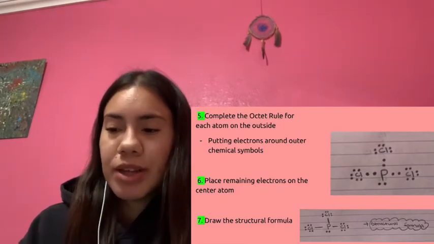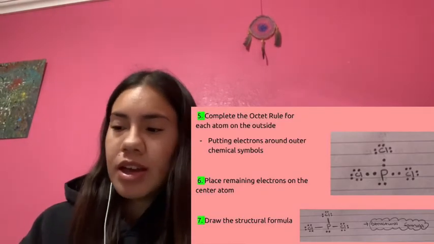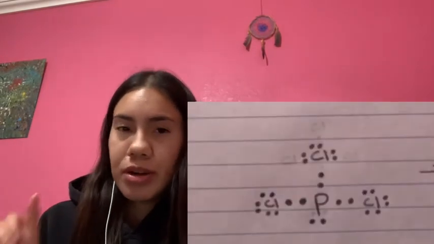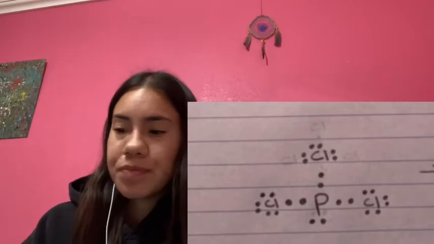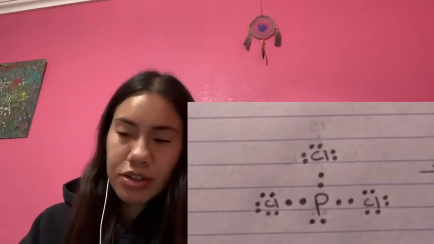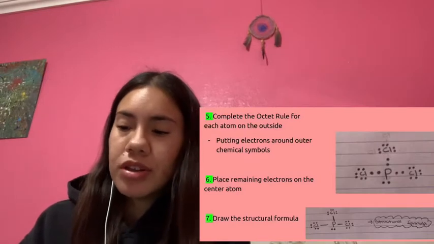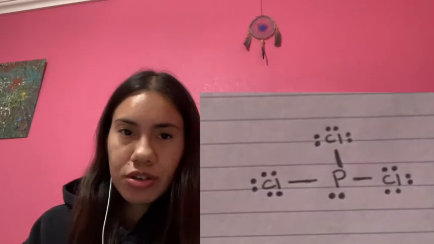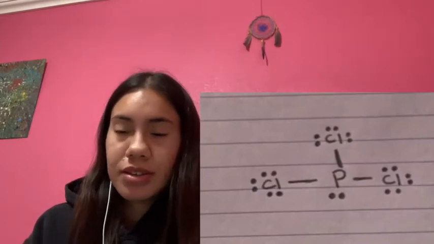And so that brings us to step number 6, place remaining electrons on the center atom. Since we had a remaining 2 electrons, we put them on the bottom of phosphorus, and we completed the octet rule already. And so step number 7 is to draw the structural formula. All we changed was the bonding electrons by representing them with a dash. So that's all the steps.